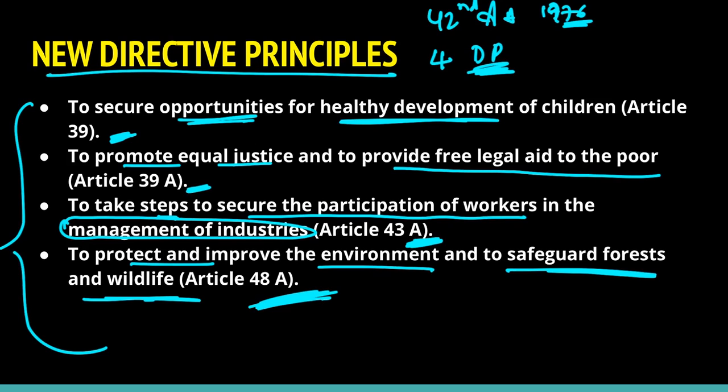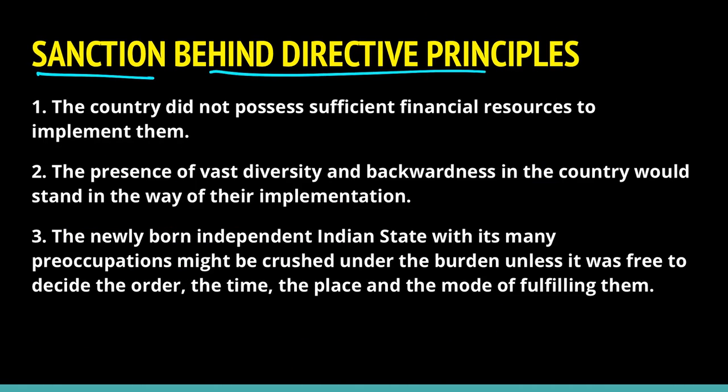And the 44th Amendment Act of 1978 also added one more directive principle, which requires the state to minimize inequalities in income, status, facilities and opportunity, and that has been included in Article 38. Sanctions behind the directive principles.